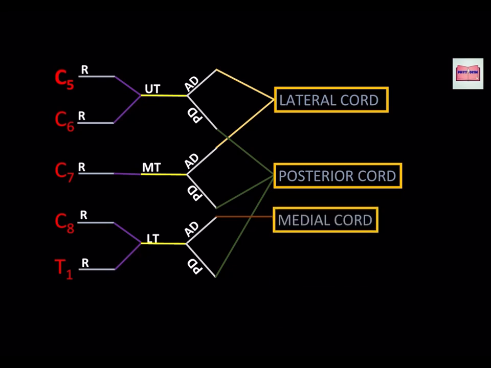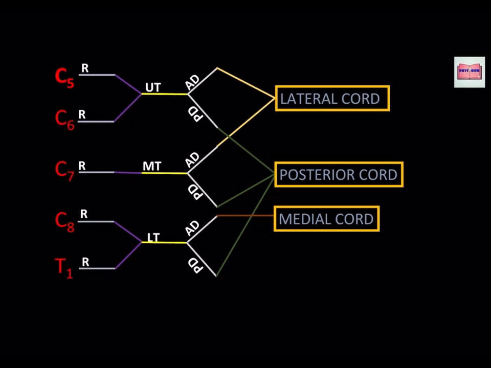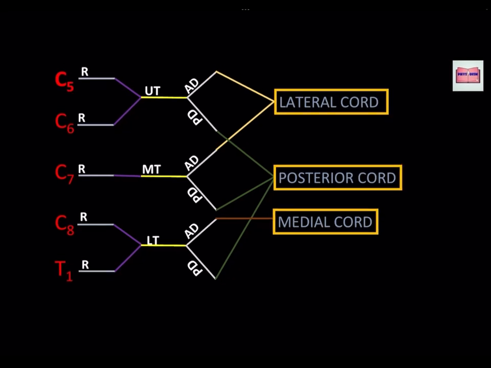So this might be confusing, right? Once again, I'll tell you. The anterior division of the upper trunk and anterior division of the middle trunk will join to form the lateral cord. And the posterior division of the upper trunk, posterior division of the middle trunk and posterior division of the lower trunk join to form the posterior cord. Now the anterior division of the lower trunk alone will form the medial cord.